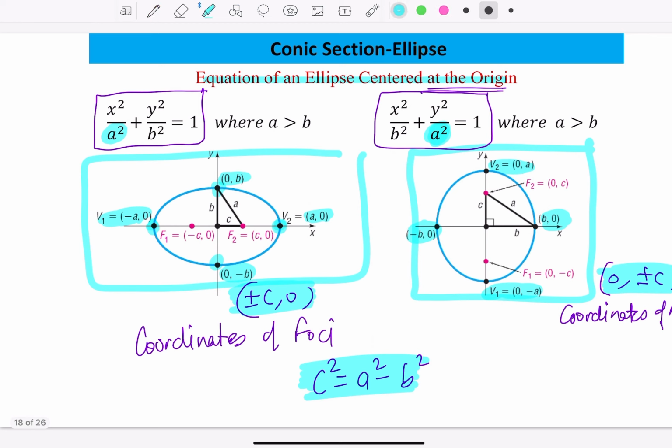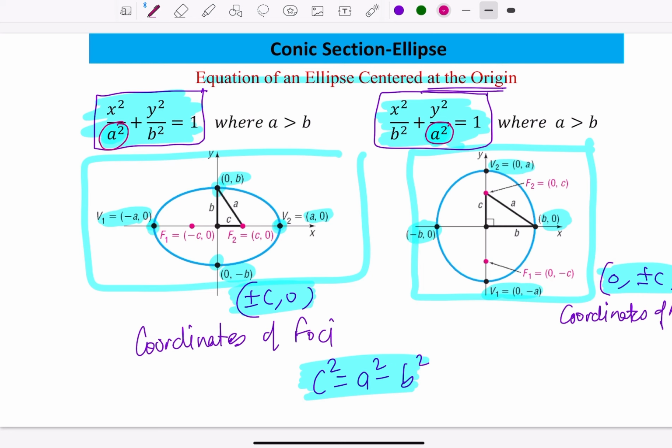So if an ellipse is centered at the origin, the equation will look like x squared over a squared plus y squared over b squared equals 1, or x squared over b squared plus y squared over a squared equals 1. The right-hand side must equal 1. Always keep in mind, if x squared has a bigger number in the denominator, the x-axis will be the major axis. If y squared has a bigger number in the denominator, the y-axis will be the major axis.